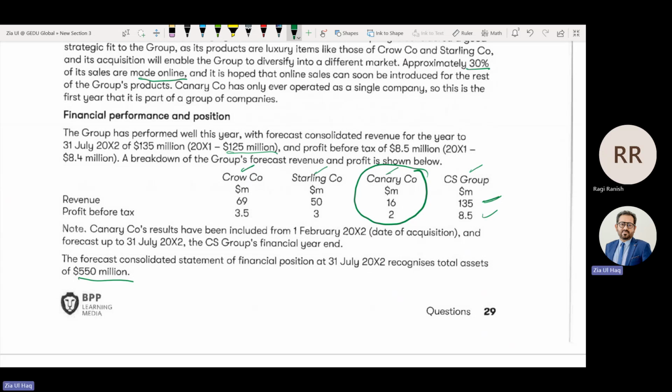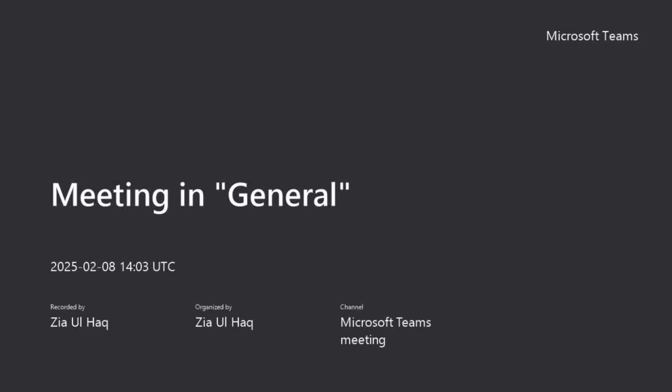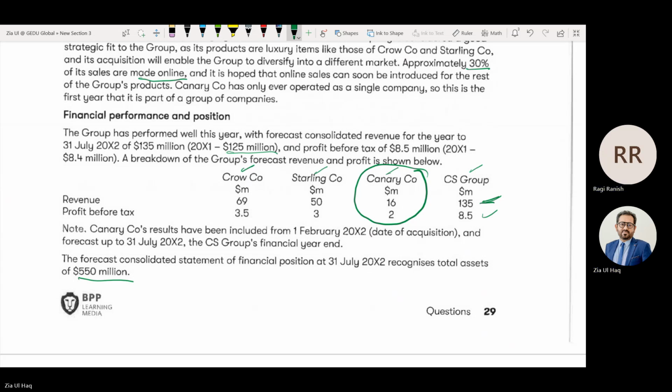We exclude 16 million from this 135. That will be 119. If we compare 119 with the previous 125, the revenue has decreased by 5%, which is material, because 1% or more is material. And if we exclude 2 million of Canary company profit from the current year profit of 8.5 million, that will be 6.5. If we compare 6.5 with the previous 8.4, profit has been reduced by this percentage. That is significant.